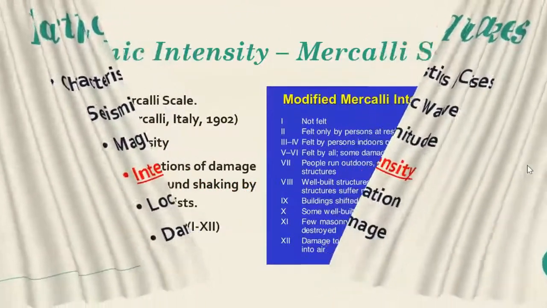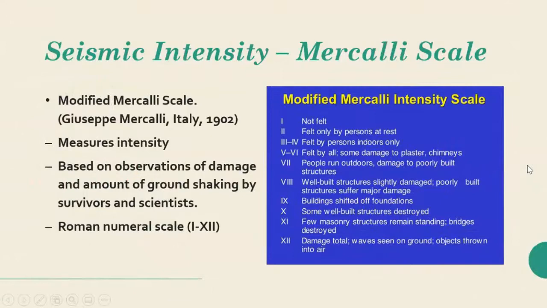First of all, intensity. Intensity basically measures the damage done by an earthquake and what was felt by an earthquake. The Mercalli scale was developed to measure this. It's a Roman numeral scale from 1 to 12, and it was developed by Giuseppe Mercalli in Italy in 1902. A lot of earthquakes over there as well. Scientists will survey the damage done by the earthquake and also ask what people felt and assign it a Mercalli rating.